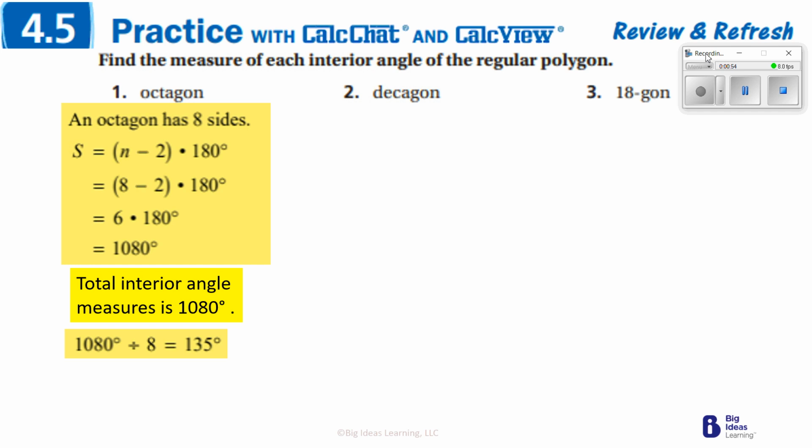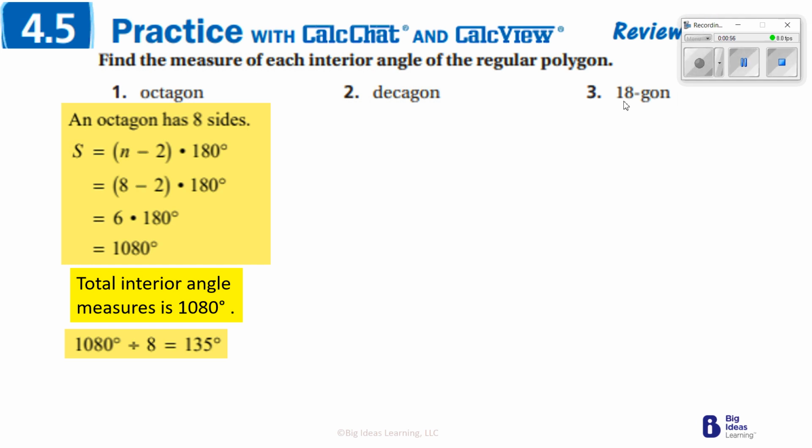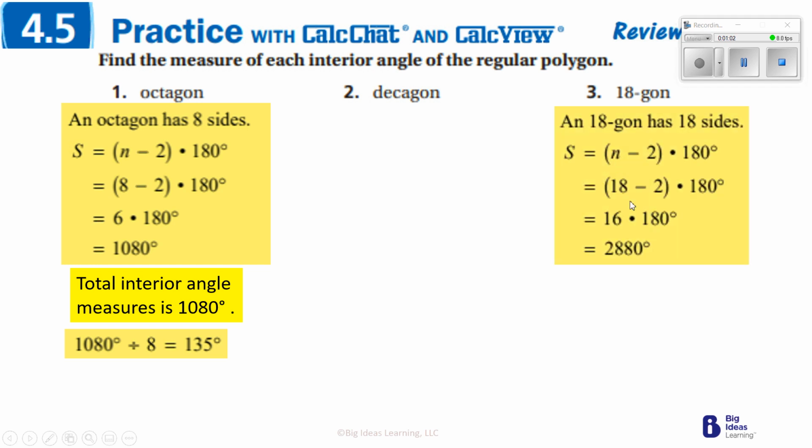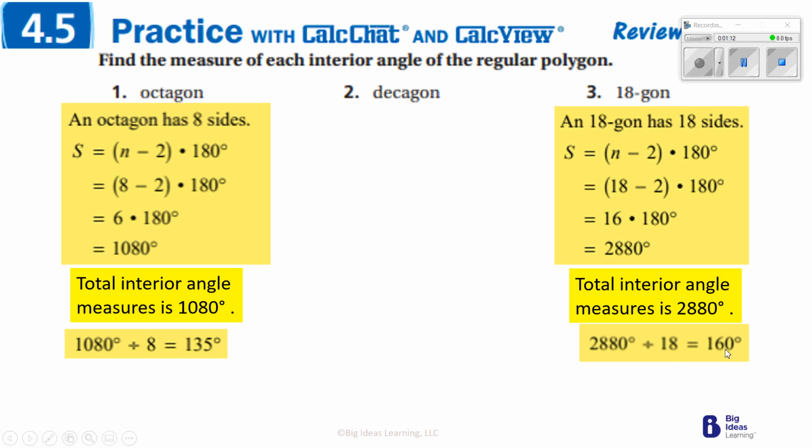Now let's go on to number 3 here. So it's an 18-gon. That means we're going to take 18 minus 2. When we do that, we get 16. And 16 times 180 is 2,880. Now we have to divide that by 18. And that's going to give us 160 degrees for each interior angle of an 18-gon.